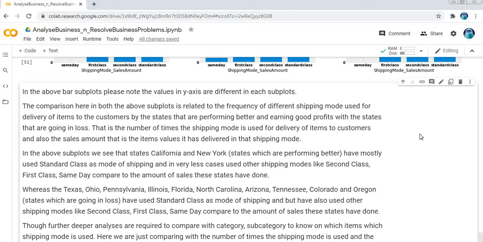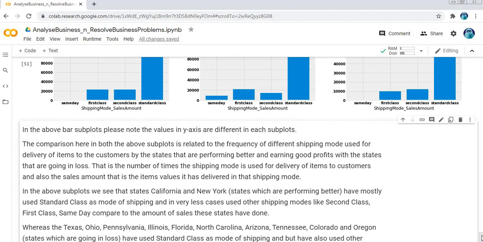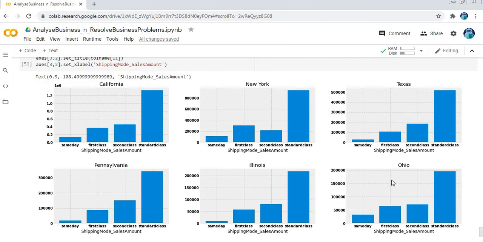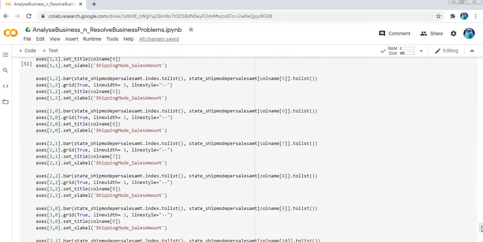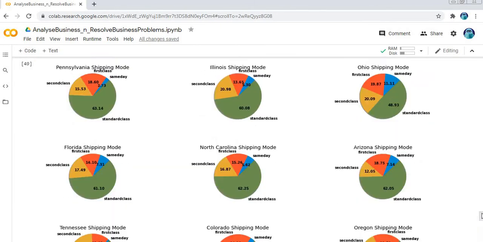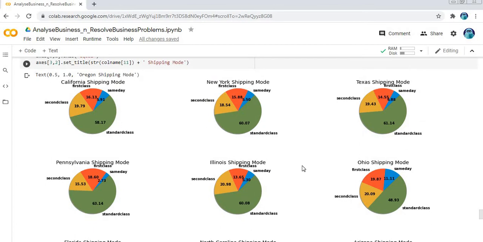In the above subplots, as we have shown, California and New York, which are performing better, have mostly used standard class as the mode of shipping, and in very few cases have used shipping modes like second class, first class, and same day compared to the amount of sales these states have done. So as we can see, in very few cases, but the maximum number of times, it has used standard class for the total amount of the sale value, and in the number of times also, as I showed earlier.